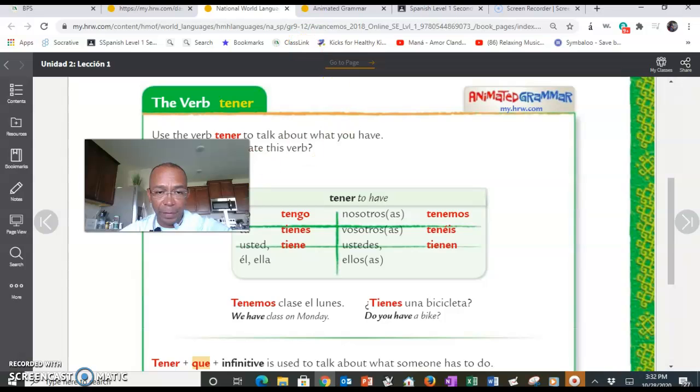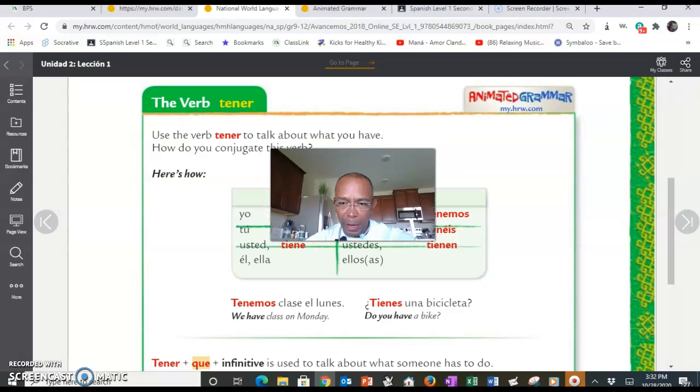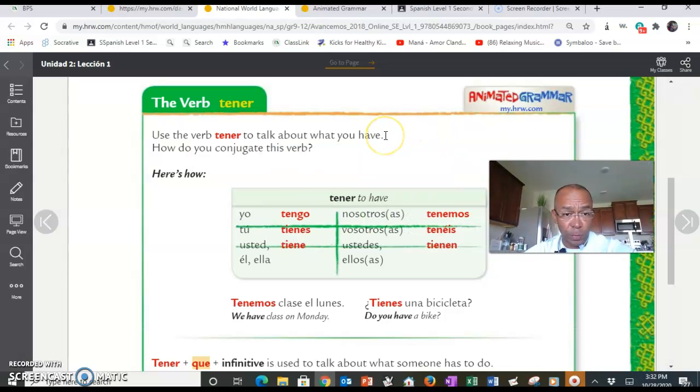The verb tener. Okay? Tener means to have. Okay? Very important verb. Okay? You use this verb when you're expressing, obviously, possession. Okay? Or things that you have.